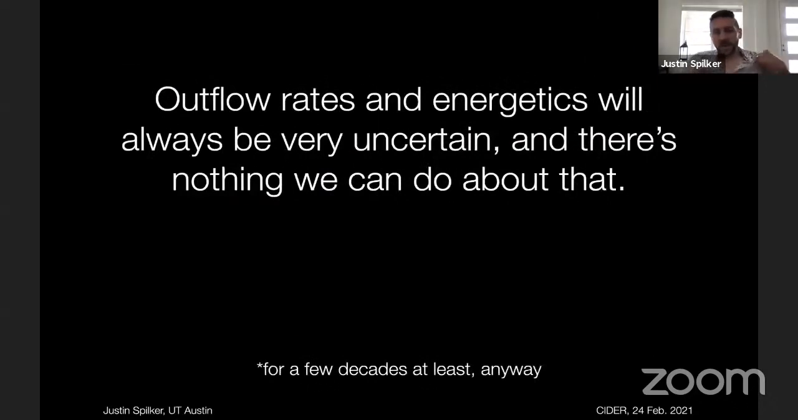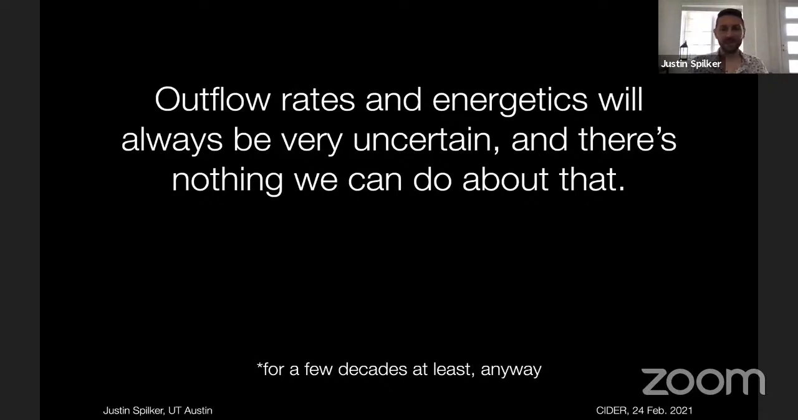But one issue, I think, is that these outflow rates and the energetics of these outflows are really highly uncertain. I'm giving you these outflow rates, but there's a lot of assumptions that go into this as far as the geometry is concerned, as far as the abundance of molecules is concerned, and so on. And there's not really a whole lot of ways to get around this, to be honest. At least for the next several decades, we're going to need some sort of new facility that will give us a better chance to constrain these outflow rates.